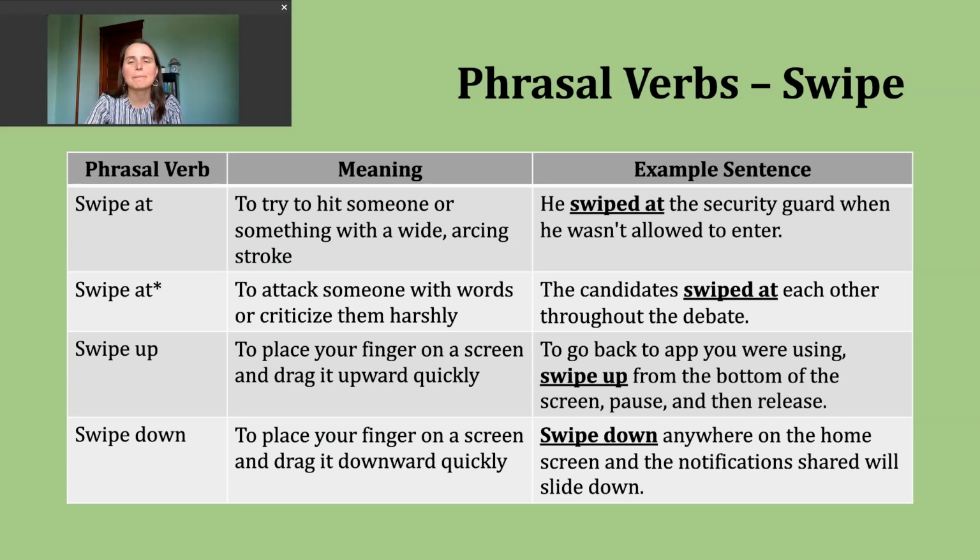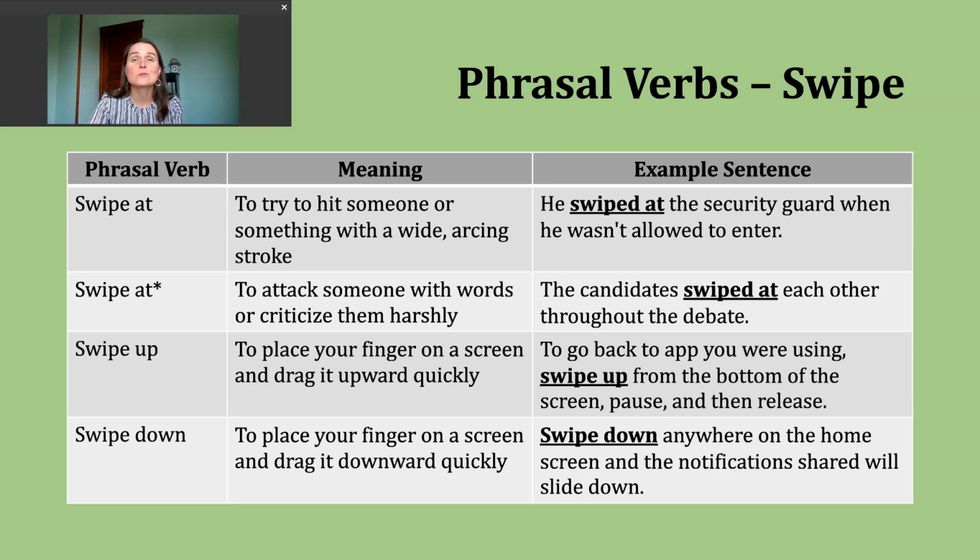An example of this might be, he swiped at the security guard when he wasn't allowed to enter. This sentence is an example of the simple past tense, right? And again, that idea, he tried to hit him. I would say swipe is used quite often when there's an attempt, but not necessarily a completion. So I would think here the person was not successful in striking or making contact with the security guard.